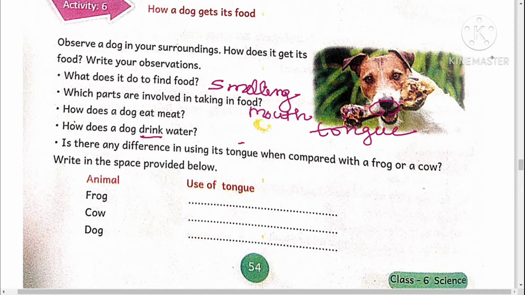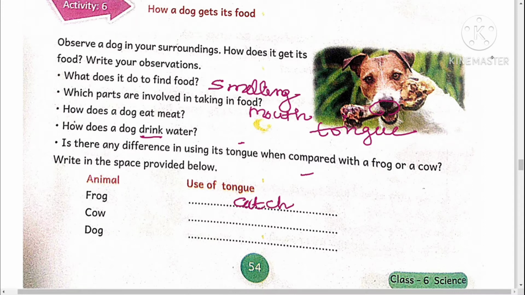So the dog licks the water with its tongue and drinks the water. Is there any difference in using its tongue when compared with a frog or a crow? Write in the space provided below: animal, use of tongue. And the frog, how it uses its tongue to catch the food. The frog uses its tongue to catch the food.